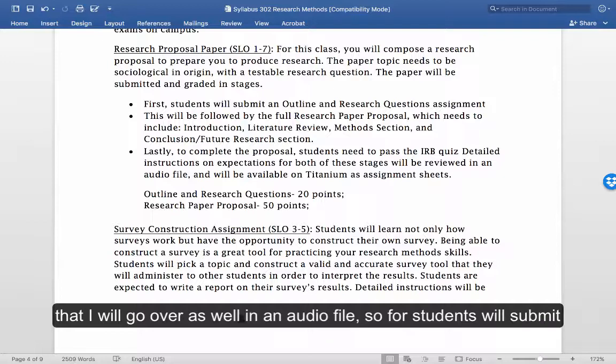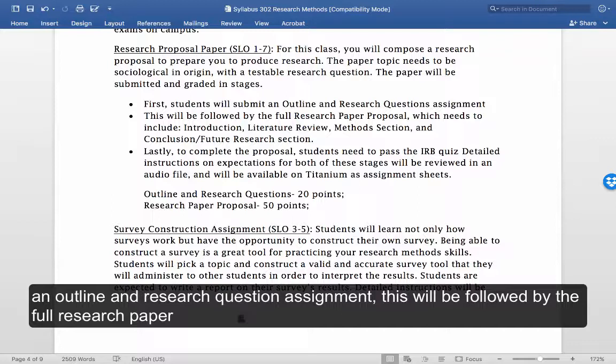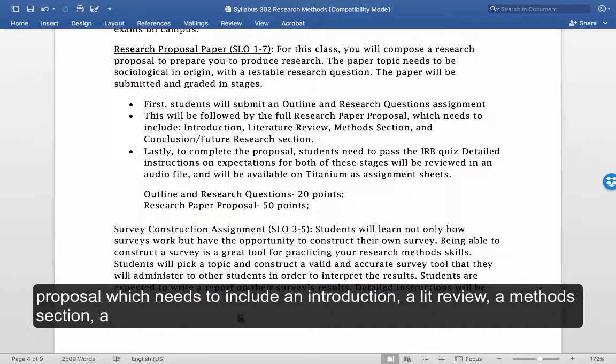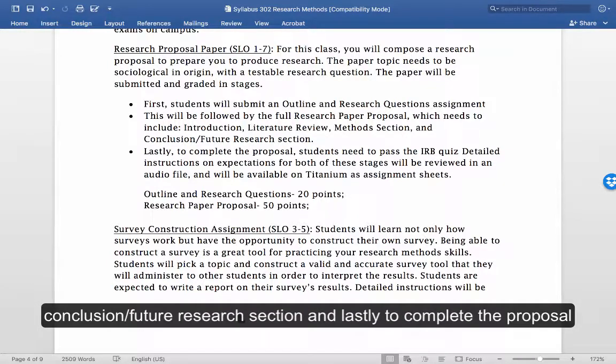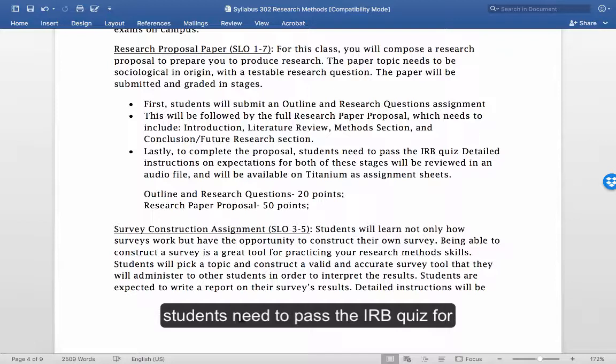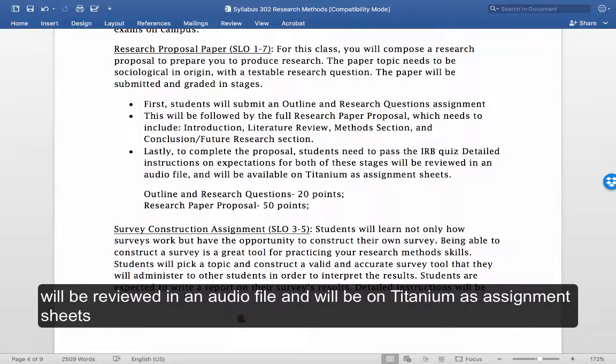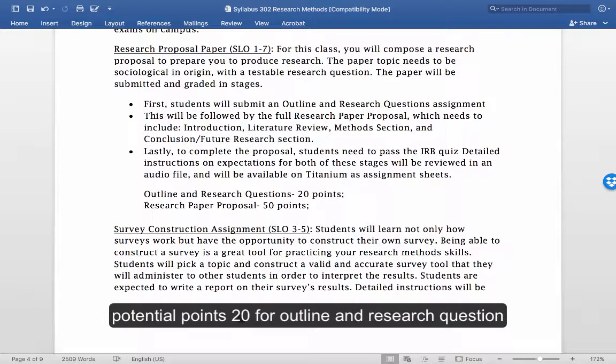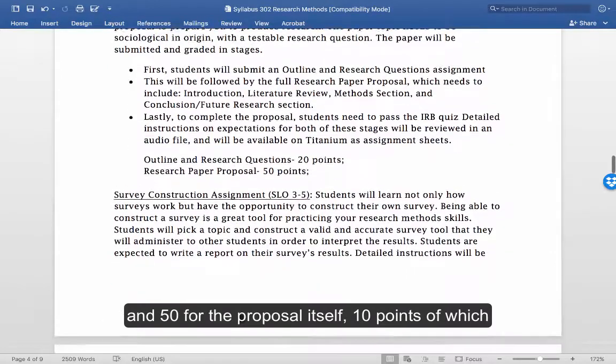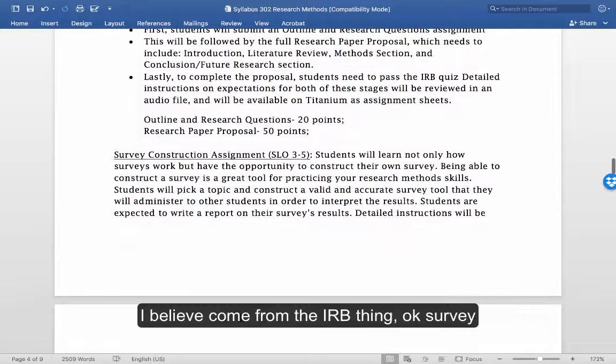So first, students will submit an outline and research question assignment. This will be followed by the full research paper proposal, which needs to include an introduction, a lit review, a method section, and a conclusion/future research section. And lastly, to complete the proposal, students need to pass the IRB quiz for Cal State Fullerton. So detailed instructions on expectations for both of these stages will be reviewed in an audio file and will be on Titanium as assignment sheets. Potential points: 20 for outline and research questions and 50 for the proposal itself, 10 points of which I believe come from the IRB quiz.